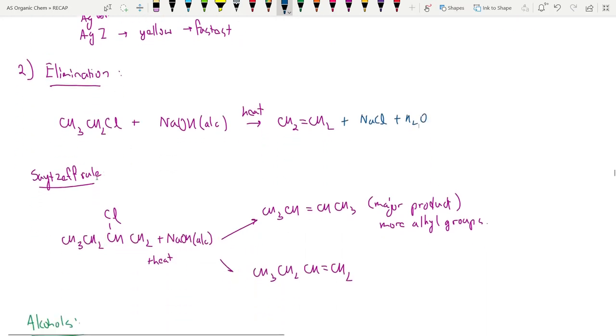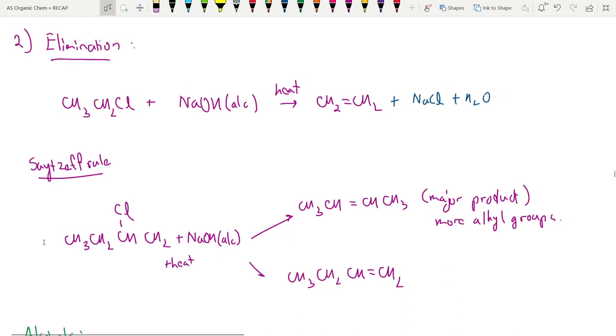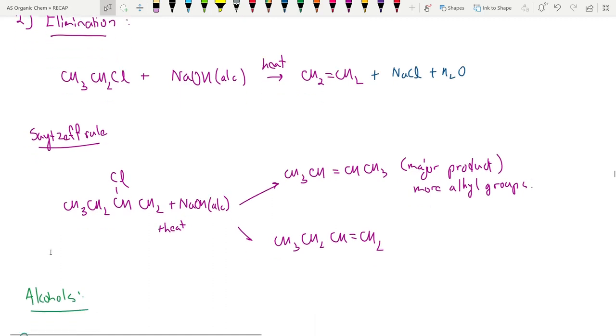Be careful, okay? So this follows the Saytzeff rule, which states that if there are two possible elimination products, we'll get the major product as the one which has more alkyl groups. So for example, we had 2-chloropropane, right? So the major product will actually be but-2-ene rather than but-1-ene because it has more alkyl groups. It forms a more stable intermediate.